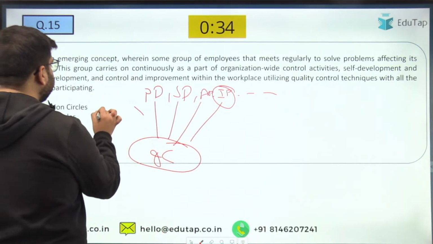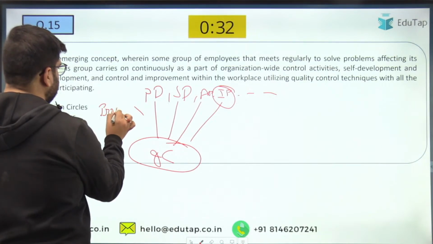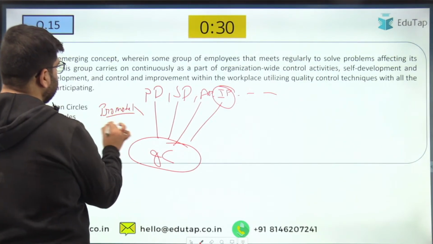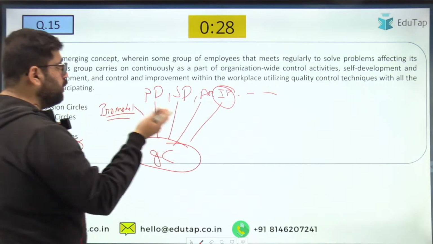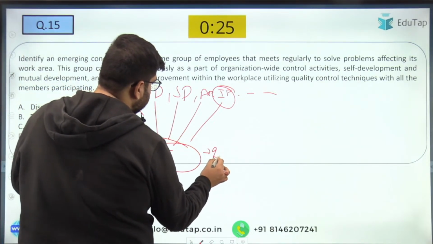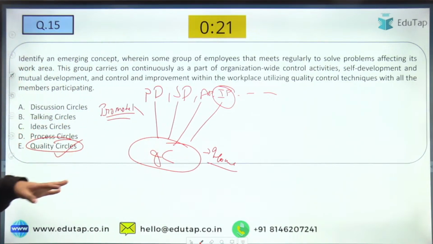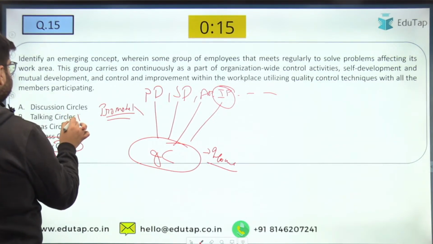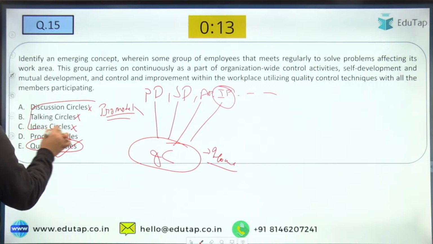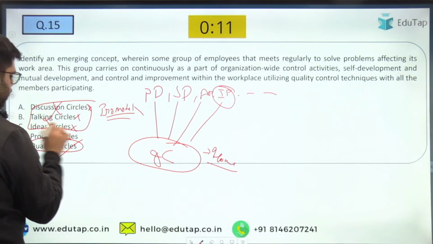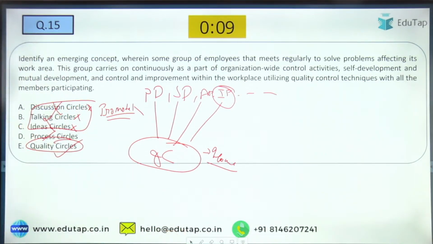Quality circles are promoted in the organization to an extent, because if you know, quality circle is a kind of informal communication only, but to an extent you should promote it as a manager. Okay, so your correct answer over here will be quality circle. Idea circle, talking circle, discussion circles mean nothing, they were just given to confuse you. So the correct answer will be option number E.